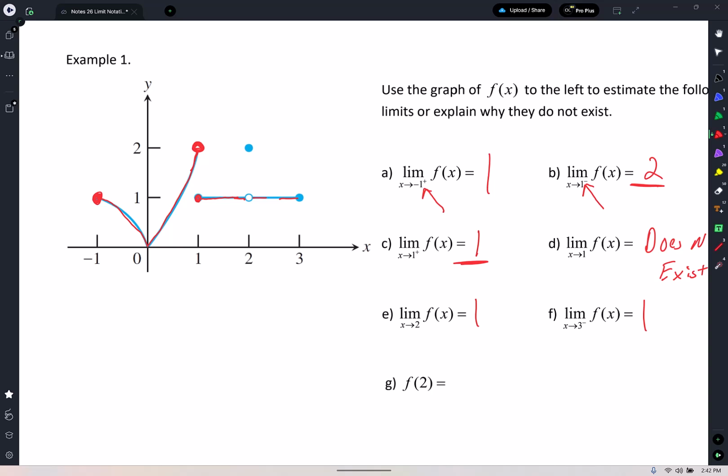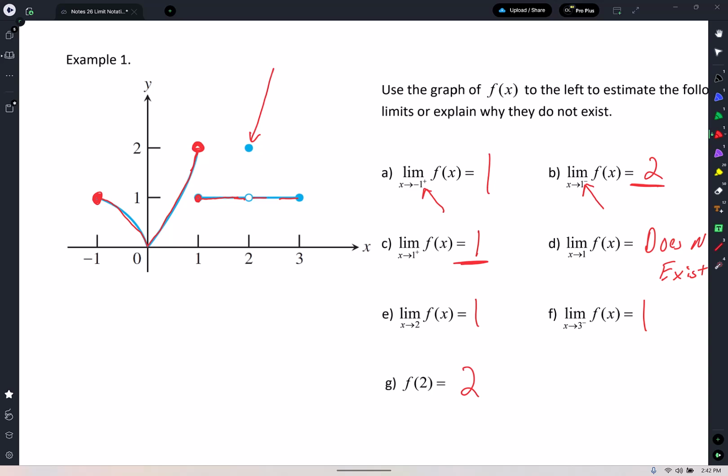Does letter G have the word limit? No, it just wants you to evaluate f of 2. What's f of 2? 2, not 1. There's a hole at 1. Sometimes they do piecewise functions. When x is 2, what's the y value for this function? Well, it's 2 because there's a dot there. Yeah, you're undefined right there. That's a hole.